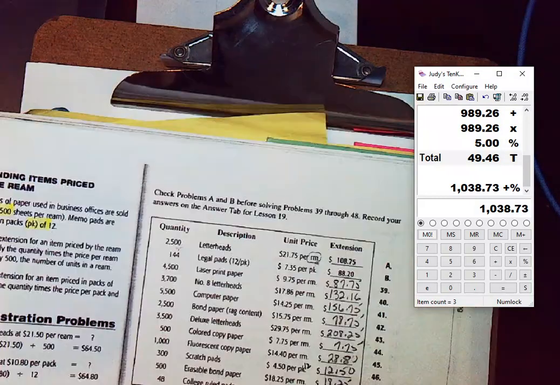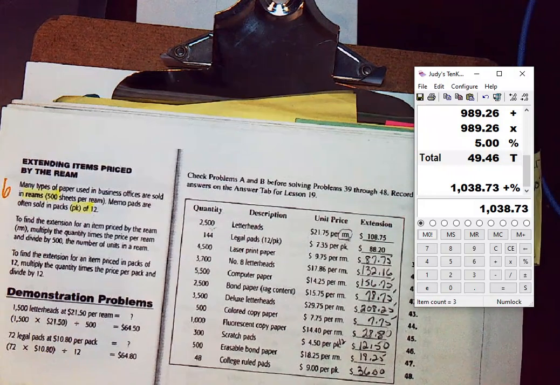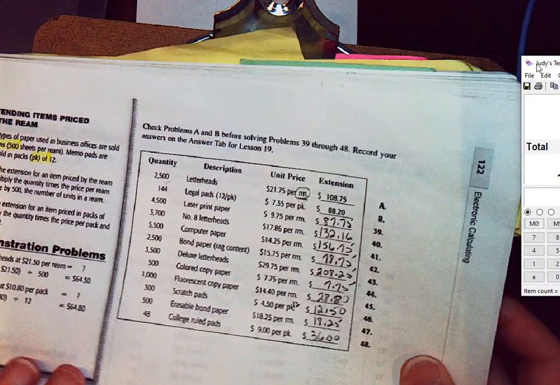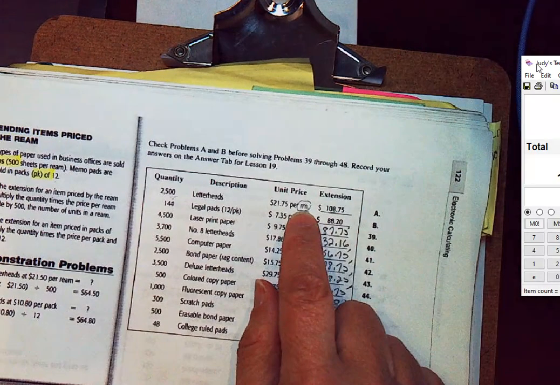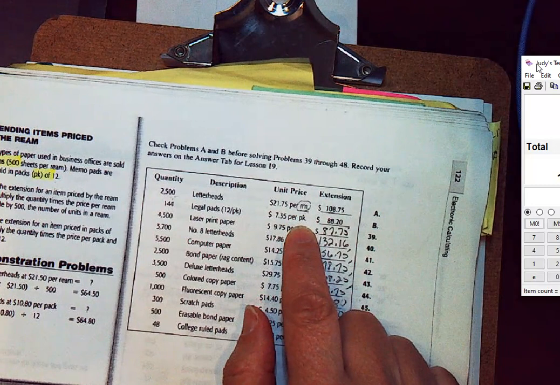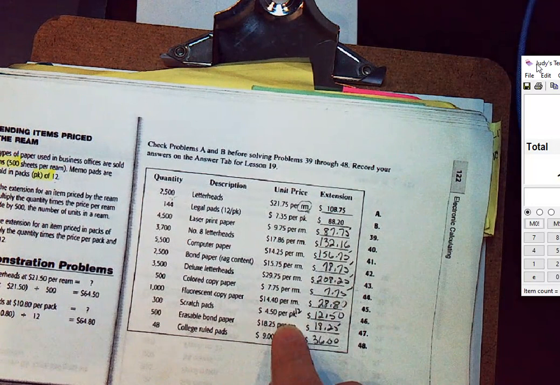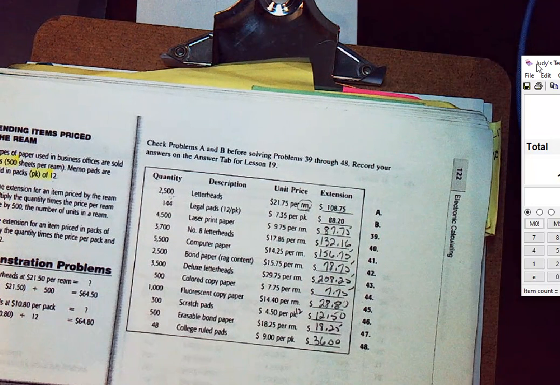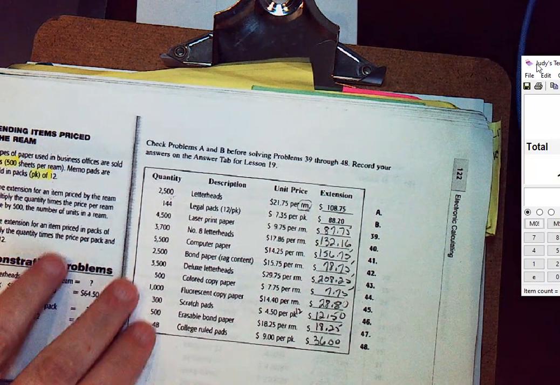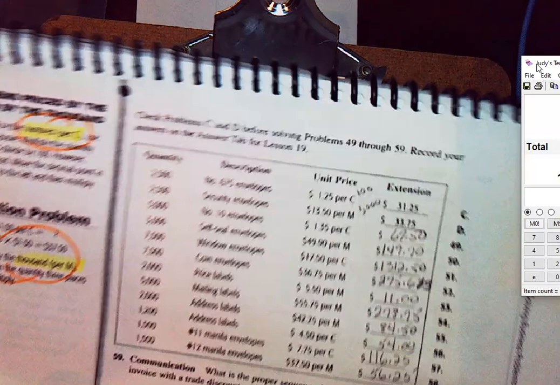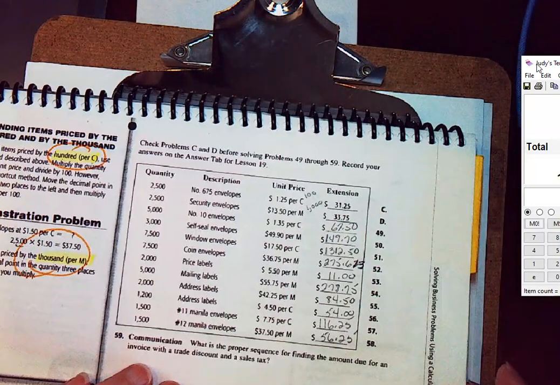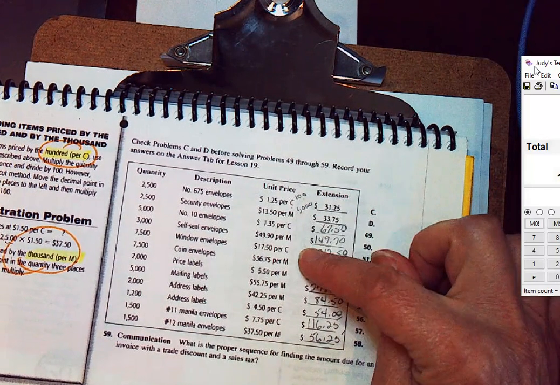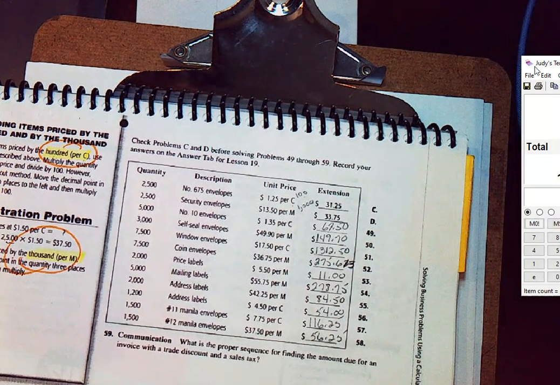Page 122. This is basically the same, except ream you divide by 500, package you divide by 12, and then you're not getting the total, so you don't need to use memory. Page 123, the unit price is per 100 or 1,000, so you divide by 100 or 1,000.